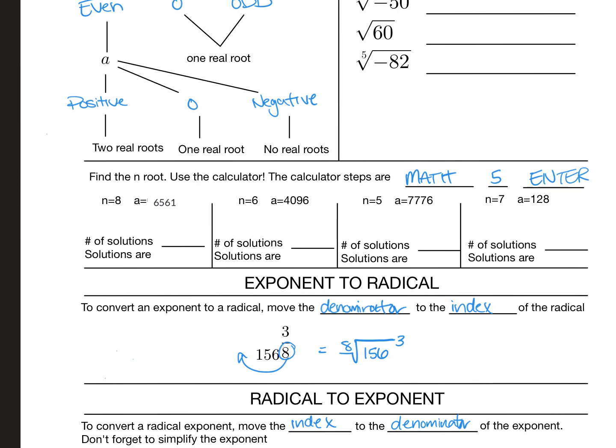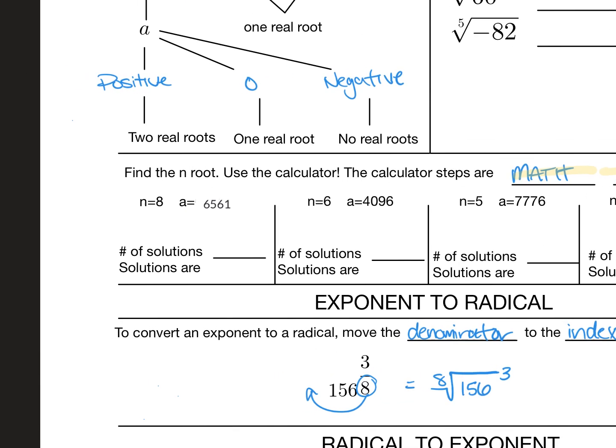All right, now that we know how to find the number of solutions, we are actually going to find the solution of the radicals. So to do that, we're going to use our calculator. We're going to use Math 5 Enter to type in any kind of root that we are wanting to find. So setting this up, we have n.